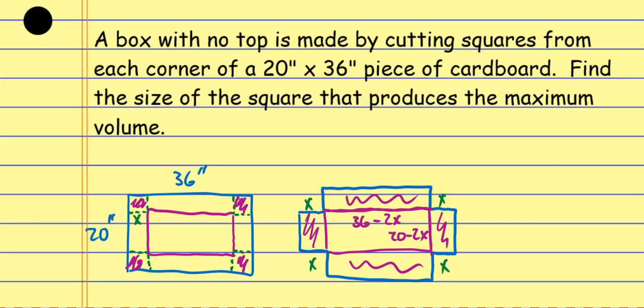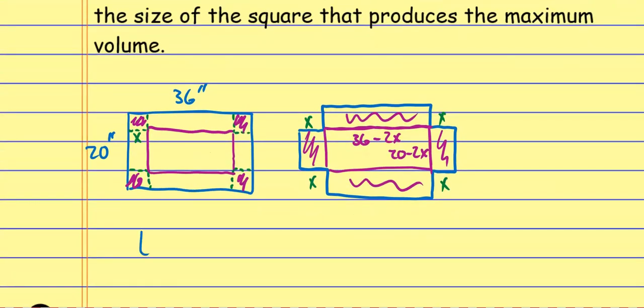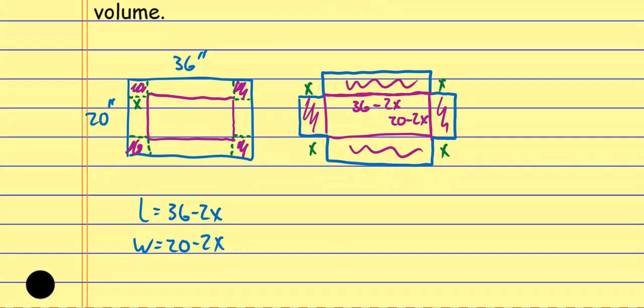Then think about the height of the box as I fold up these tabs. Well, that's the value of x. The height of the box is going to be whatever size square I cut. So from the perspective of length, width, and height, the length is 36 minus 2x, the width is 20 minus 2x, and the height of the box is x.